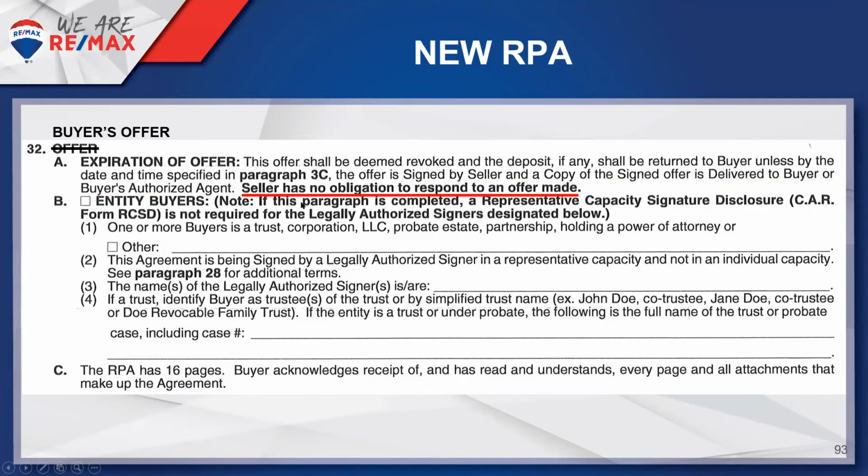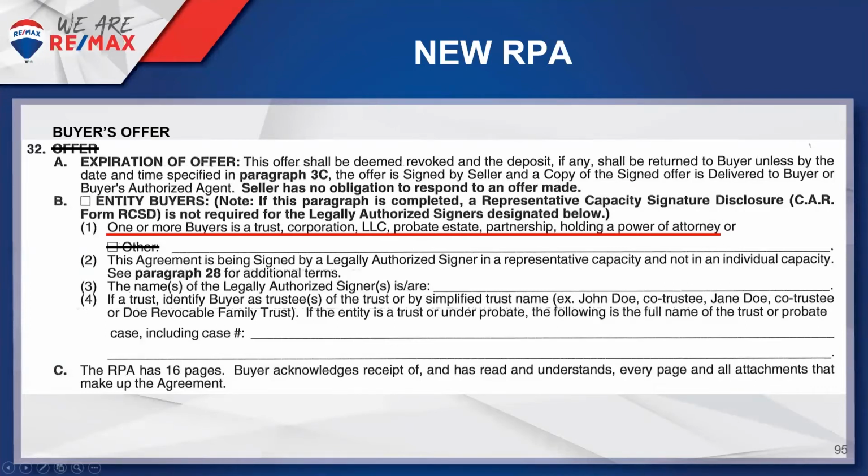The seller, by the way, has no obligation to respond to an offer. That's pointed out as well. Now, entity buyers: if you have an entity buyer, you just check this and you no longer need to provide the RCSD. Other was also removed. There is no other on the RPA. So one or more of the buyers is either a trust, a corporation, LLC, probate estate, partnership, or someone holding power of attorney. And so that's just stating that.